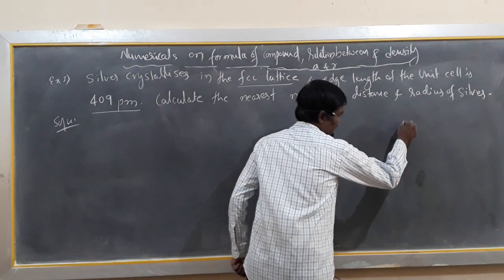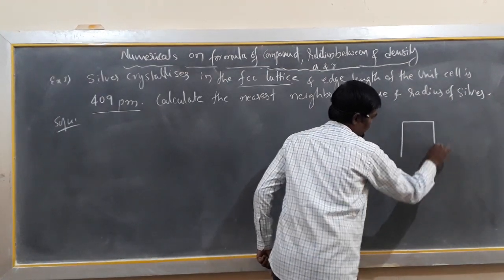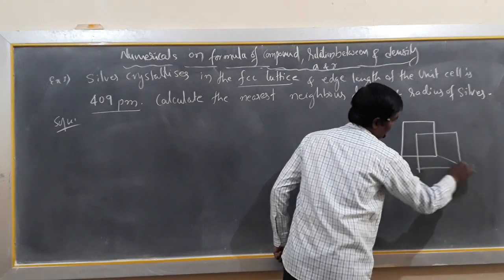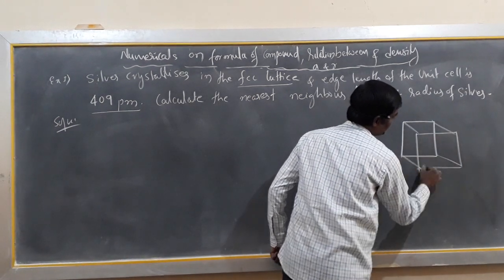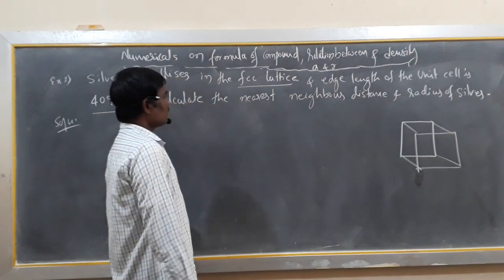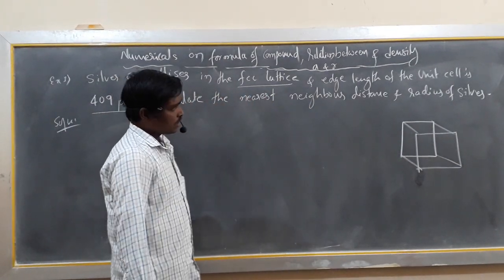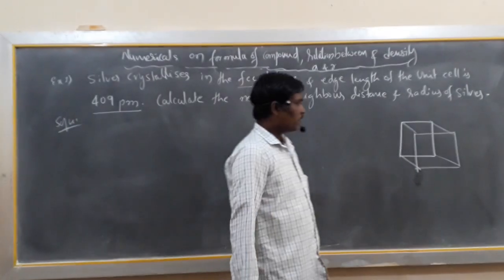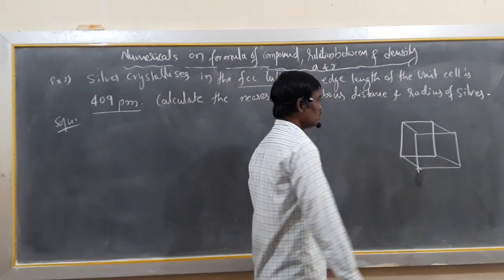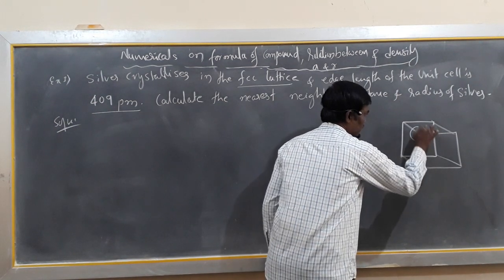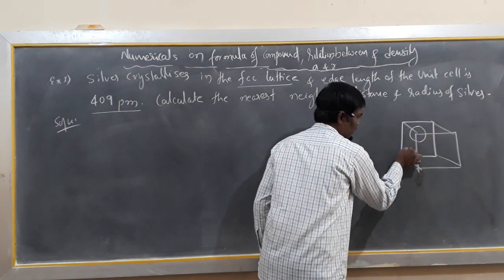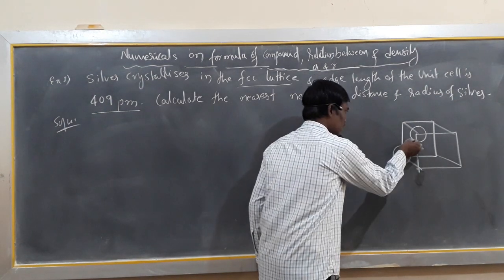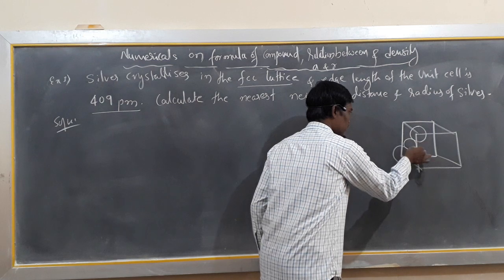First, let me draw the FCC unit cell and the arrangement of the particles in the FCC unit cell. Since here in the FCC unit cell, we know that the diagonally opposite corner particles and a face center particle are in touch with each other. So these are the diagonally opposite corner particles, and there is one face center particle.